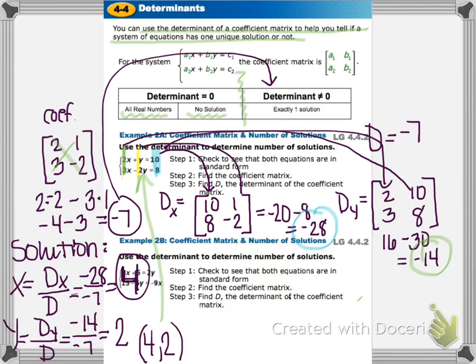Plug it into the second. 3 times 4 is 12, minus 2 times 2, which is 4, and 12 minus 4 is 8. So it turns out that that actually is the solution to that system.